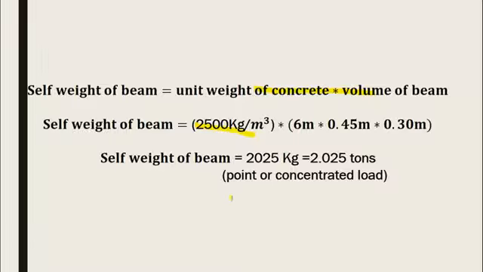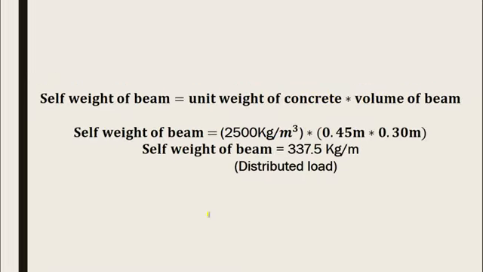weight of the beam. In the design of reinforced concrete and for other design purposes, we need the self weight of the beam in distributed form or per unit length. So if you want to determine the self weight of the beam per unit length, ignore the length of the beam and just multiply the unit weight of concrete by its cross sectional dimensions, that is its height and its width.